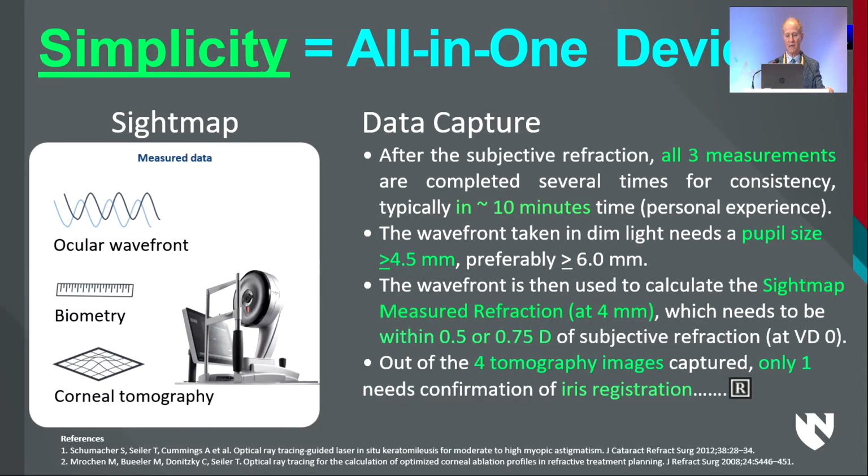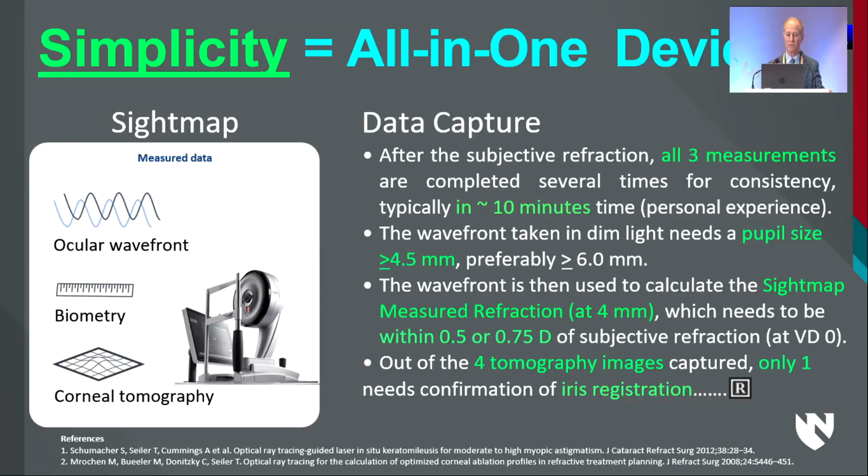With simplicity, it really captures 3 different measurements that look at the ocular wavefront, the biometry, and the corneal tomography, and then creates a digital twin model eye, unique to that particular patient. And it takes about 10 minutes or so to capture all this data in multiple sequences in order to build a model, but from there, everything is automated thereafter.